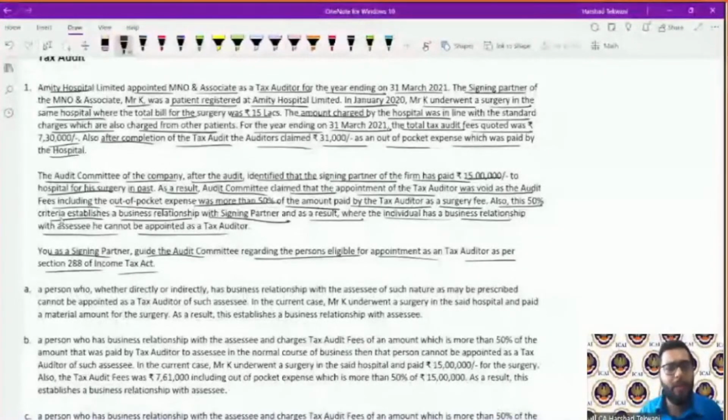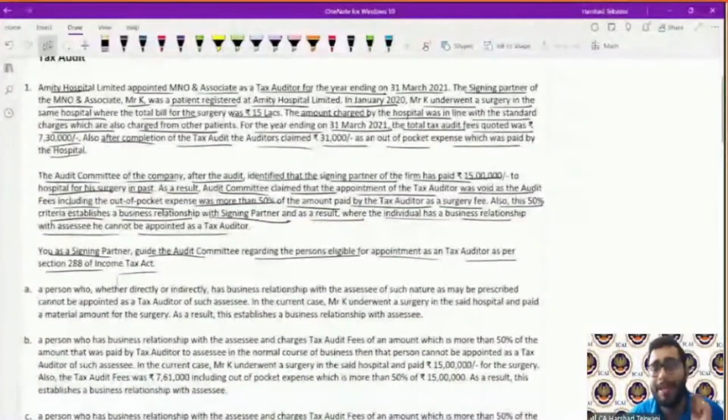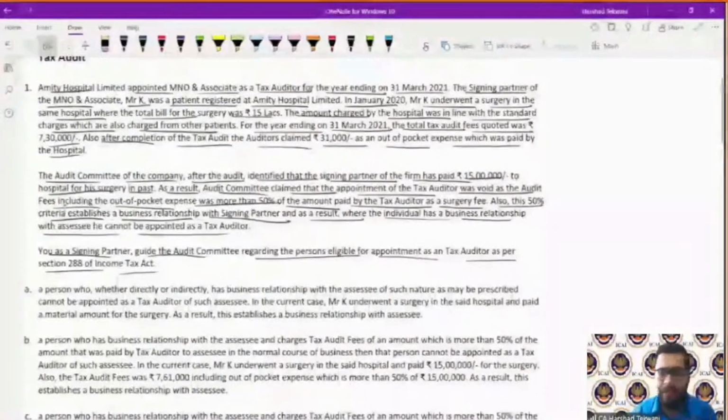Without going to the options, I first want an answer from you guys. What do you think? Whether he is eligible or not to be appointed as a tax auditor. Without looking at the options, let's see how many of you can answer this question. Come on, guys.